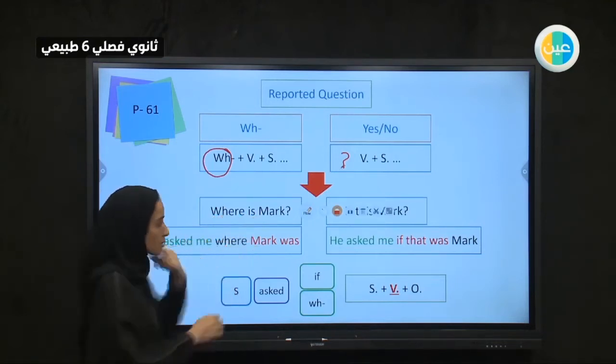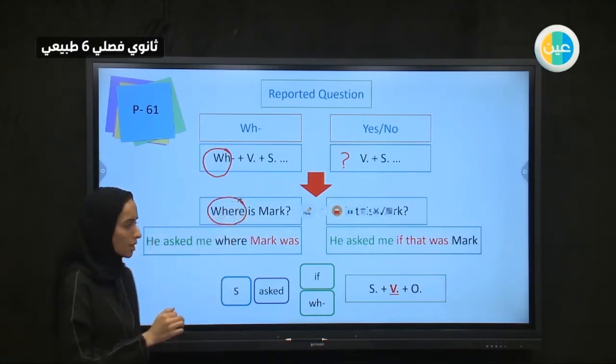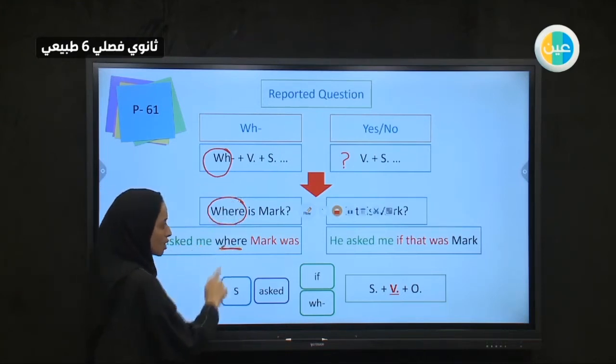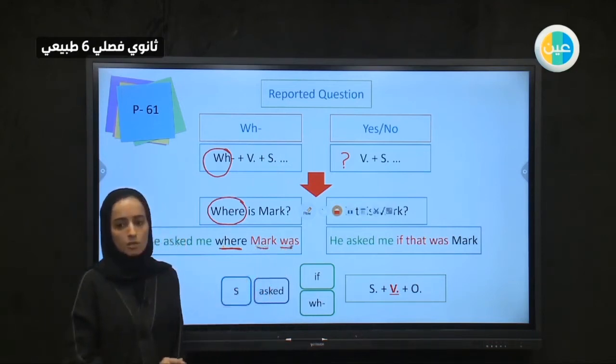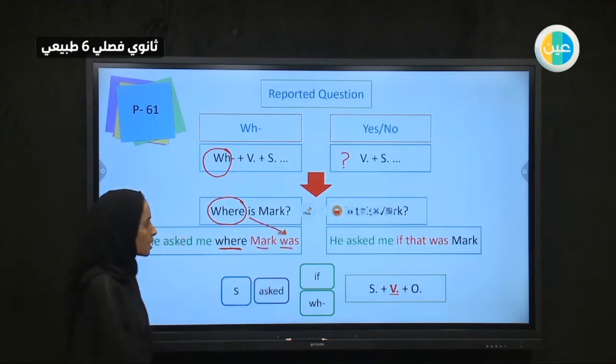Where is Mark is a WH question. It starts with a WH question word, which is where. He asked me. This is the correct introduction. Where, you will use the same WH question word, then change it into a sentence. Mark is will be Mark was. This is was there.